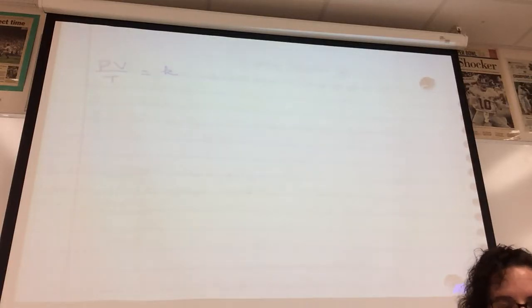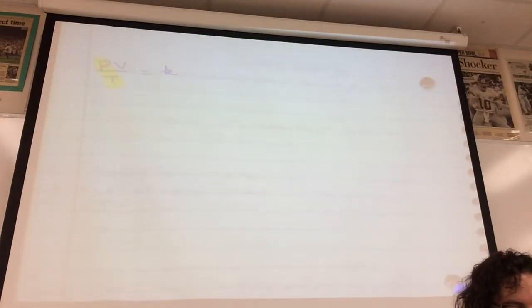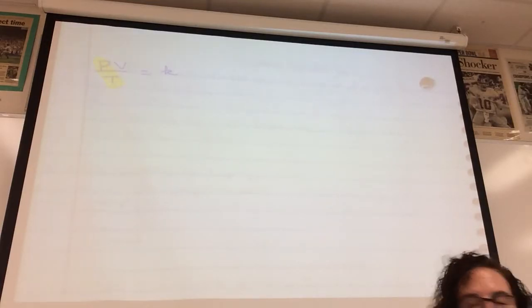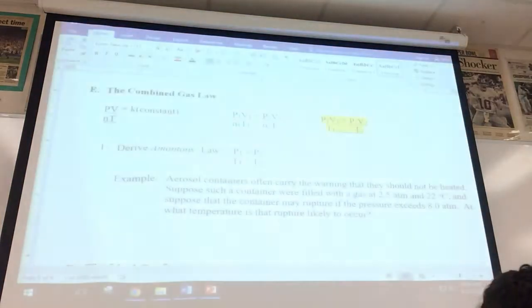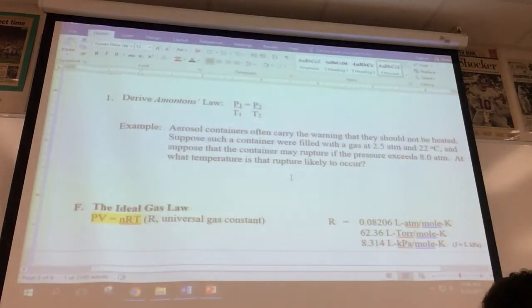So from this, we can look at the direct proportionality between pressure and temperature when volume is held constant, and this is known as Amontons' law. And this little problem here is kind of a cutesy one. It helps to explain why you don't put aerosol containers into microwaves or any place where they will be exposed to a lot of heat.